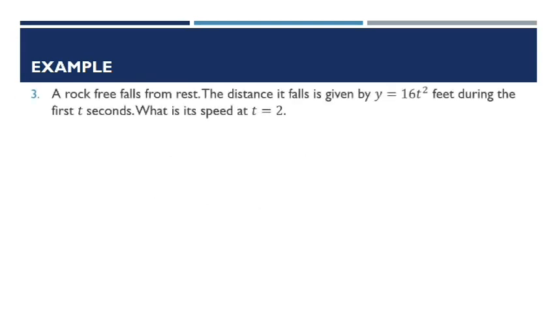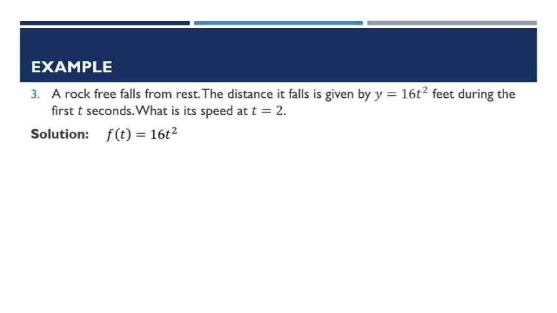Another example, let's have a physics problem. A rock free falls from rest, so the initial velocity would be 0. The distance it falls is given by the function y is equal to 16t squared feet. So yung distance is given by a function y is equal to 16t squared. So in feet, during the first t seconds. So unknown yung time. So yung distance is a function of time. And what is its speed at t is equal to 2?